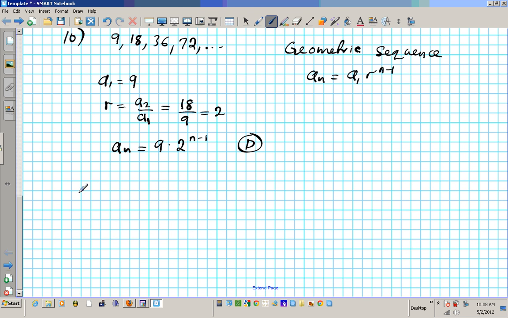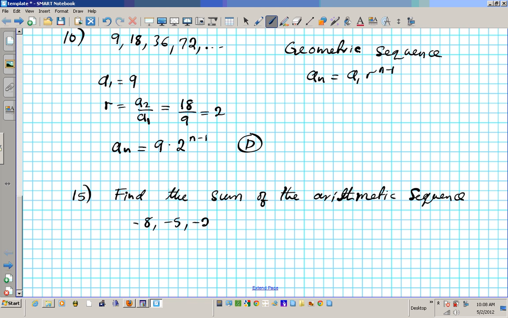Number 15, it says find the sum of the arithmetic series. Actually, sequence. Alright, so we have -8, -5, -2, 1, 4, 7, 10.